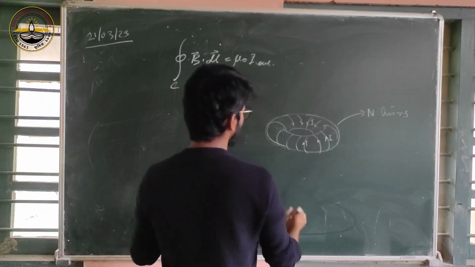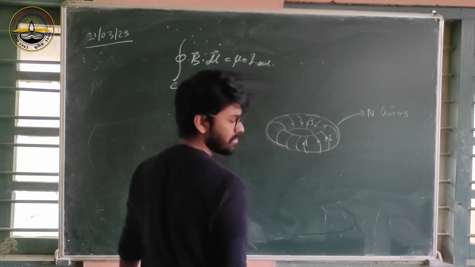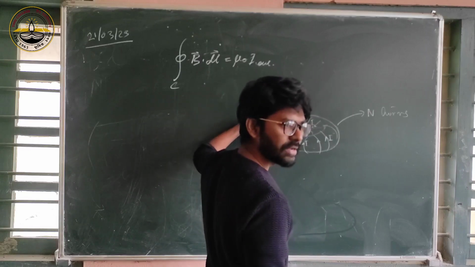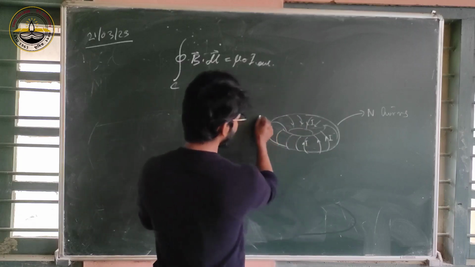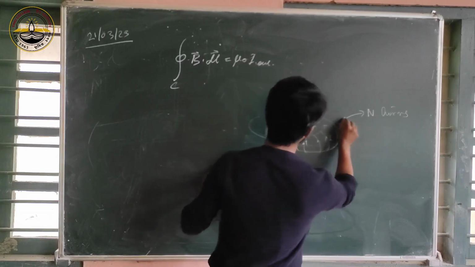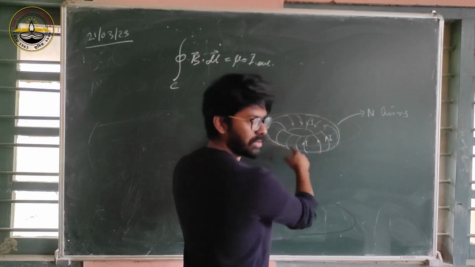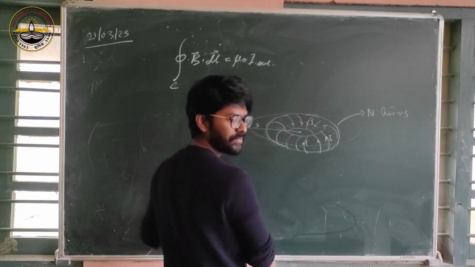Okay. What loop can we take here? There are two situations: what is inside the torus, and what is outside? So for outside, we have to take an outside loop. We can take a loop like this, a concentric circle with a radius, let's say S.